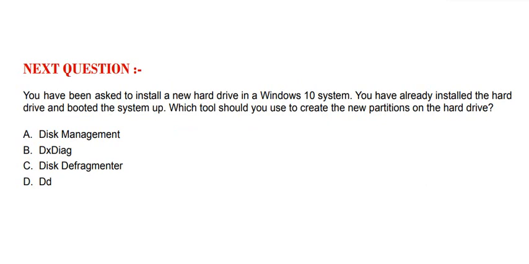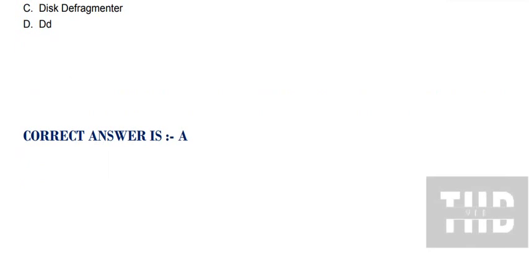Now the question is, you have been asked to install a new hard drive in a Windows 10 system. You have already installed the hard drive and booted the system. Which tool should you use to create new partitions on the hard drive? The options are, option A, Disk Management, option B, DxDiag, option C, Disk Defragmenter, and option D, dd. The correct option is option A.